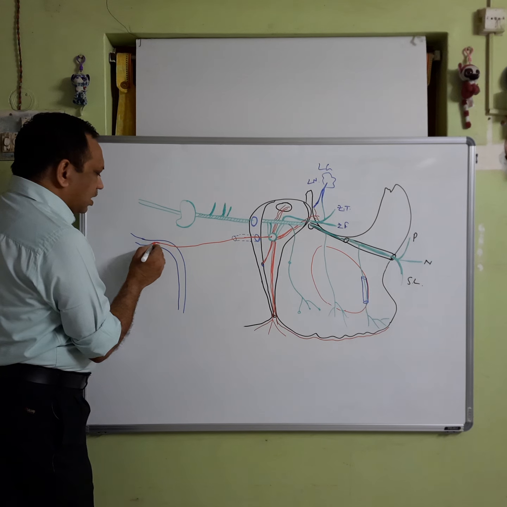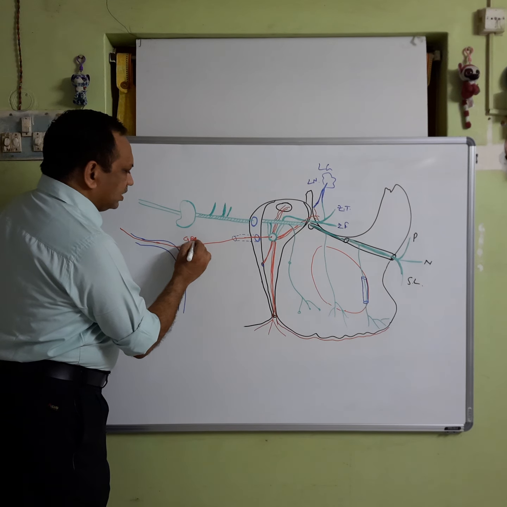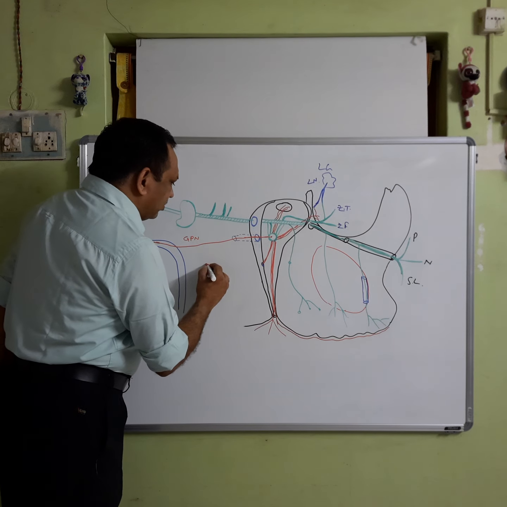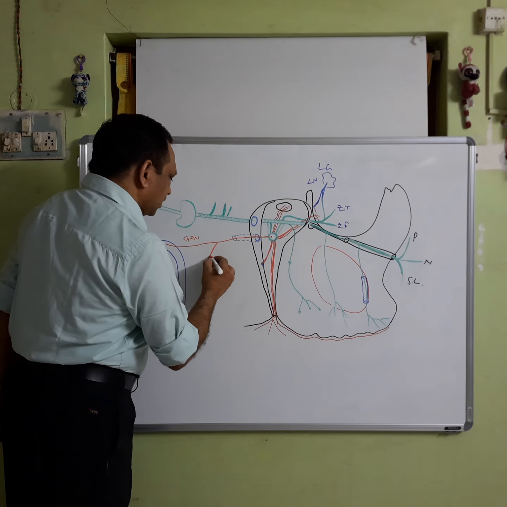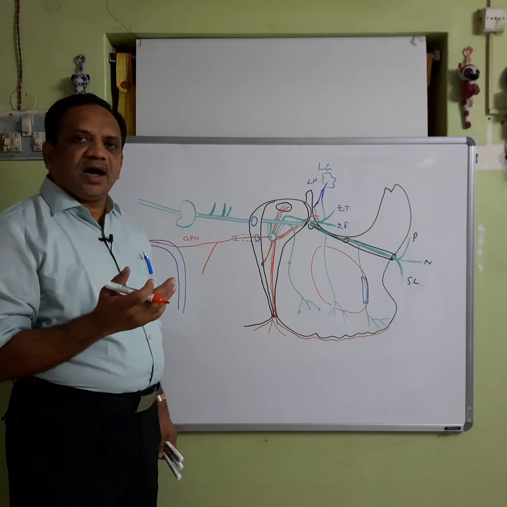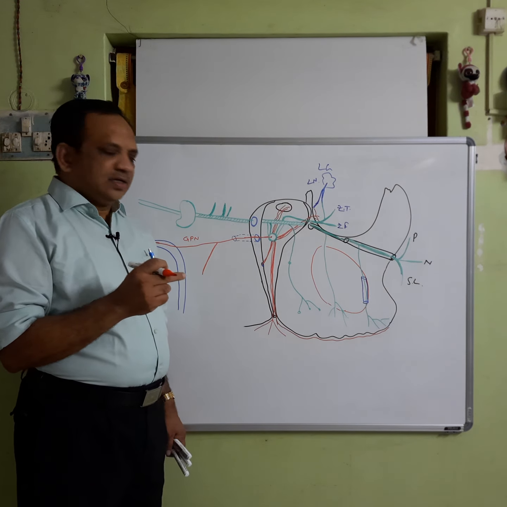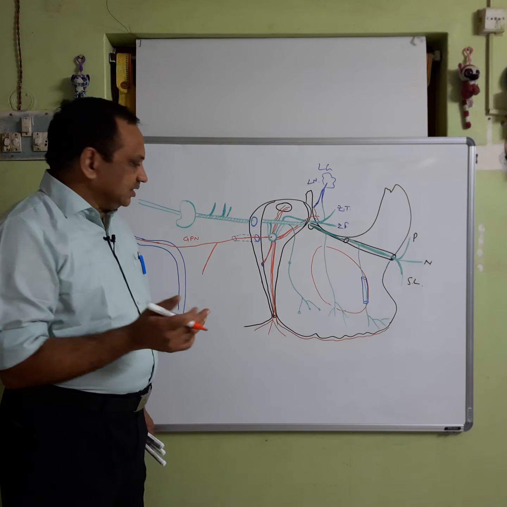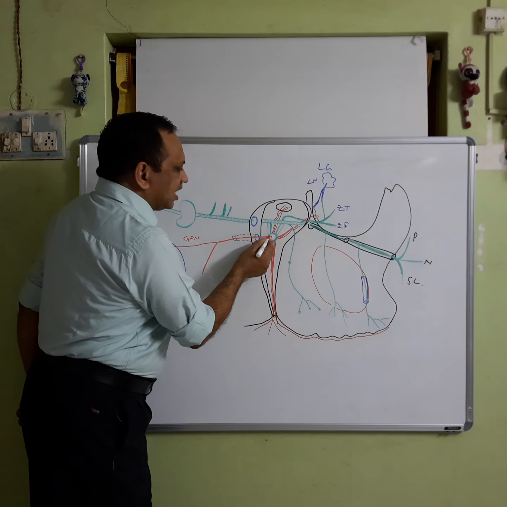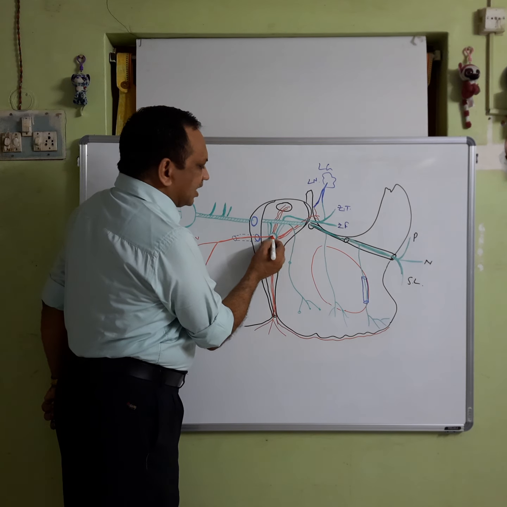So, like this. So, this is the greater petrosal nerve. This greater petrosal nerve is joined by the deep petrosal nerve. This deep petrosal nerve brings the postganglionic sympathetic fibers from the superior cervical ganglion through the internal carotid plexus, and from there this nerve is called nerve of the pterygoid canal. This is the nerve of the pterygoid canal, otherwise called Vidian nerve. So, it relays in the ganglion.